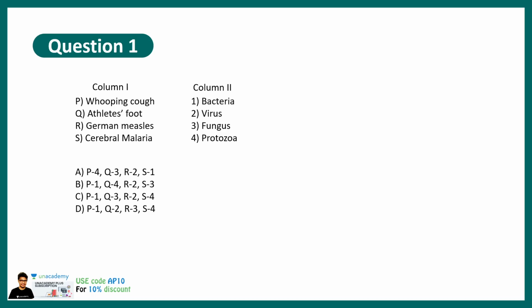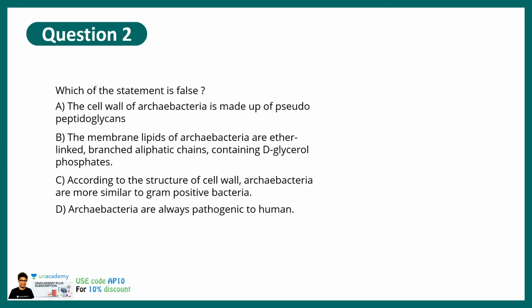Okay, let's get back to question number 1. Question number 1 says match column 1 with column 2. In column 1 there is whooping cough, athlete's foot, German measles, cerebral malaria, and in column 2 there is bacteria, virus, fungus, and protozoa. These type of questions are very common in IIT JAM. So if you have guessed the answer correctly, it would be option C.